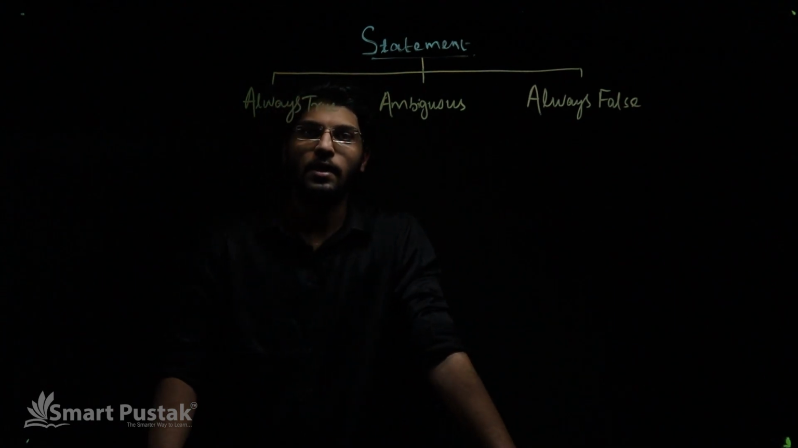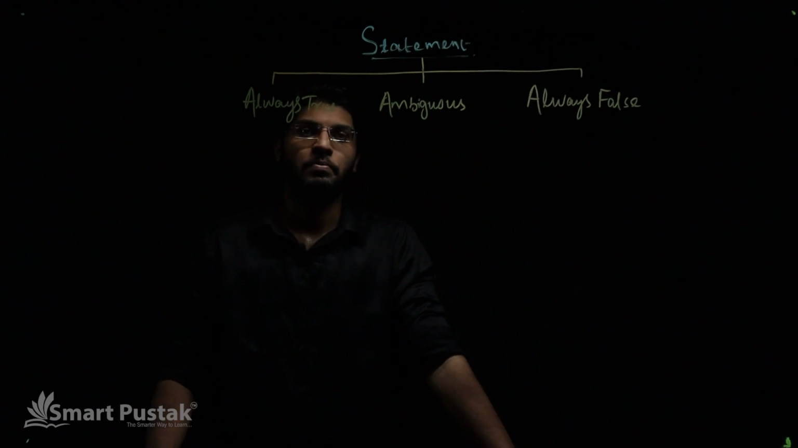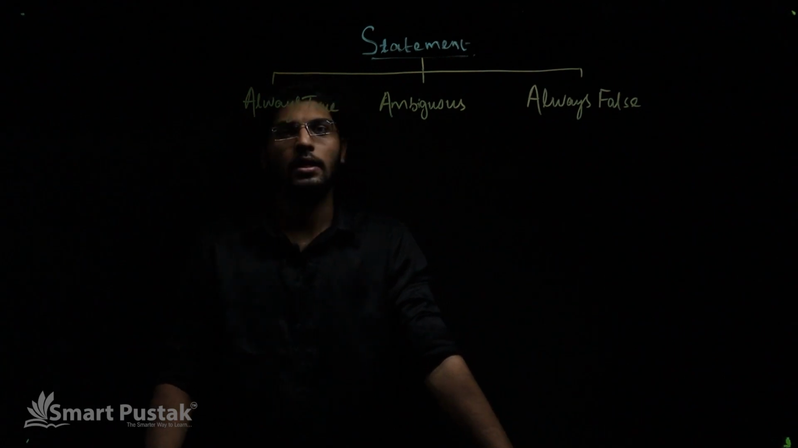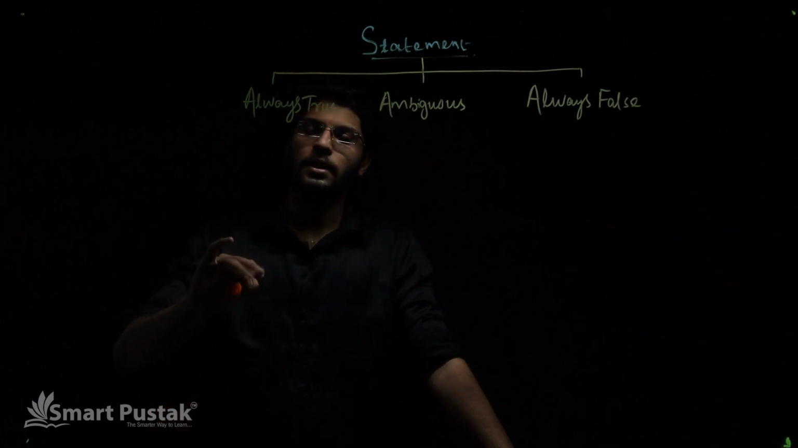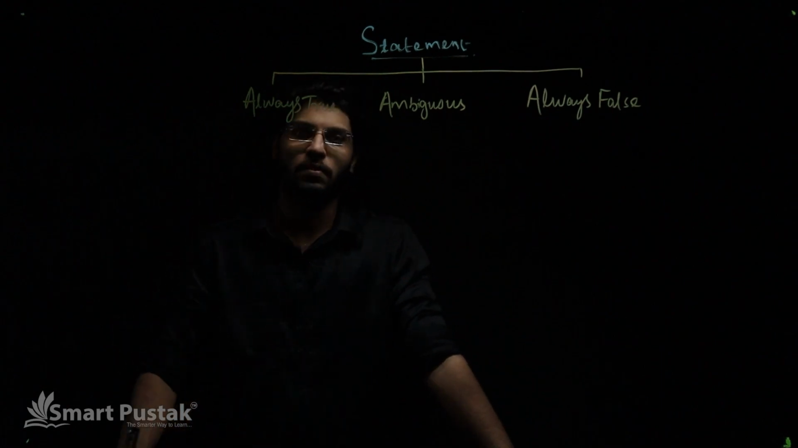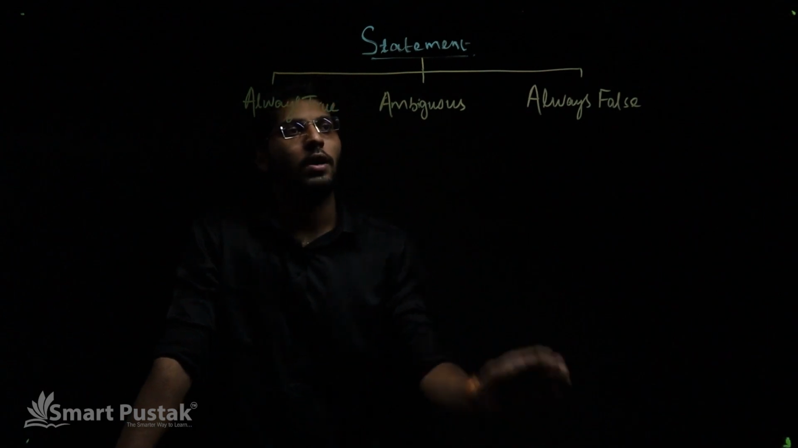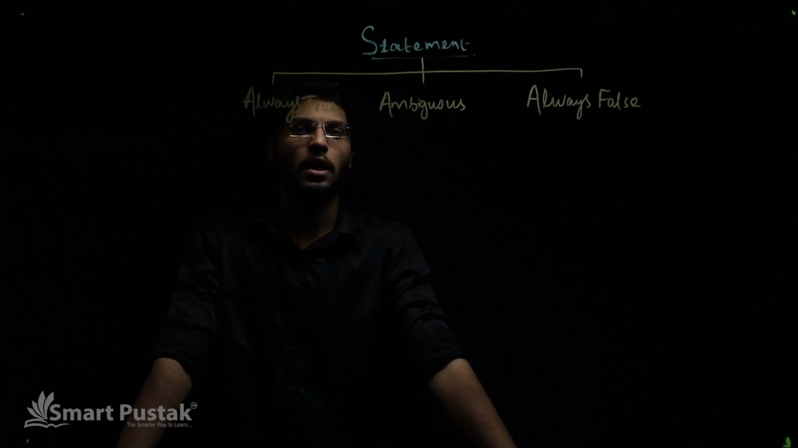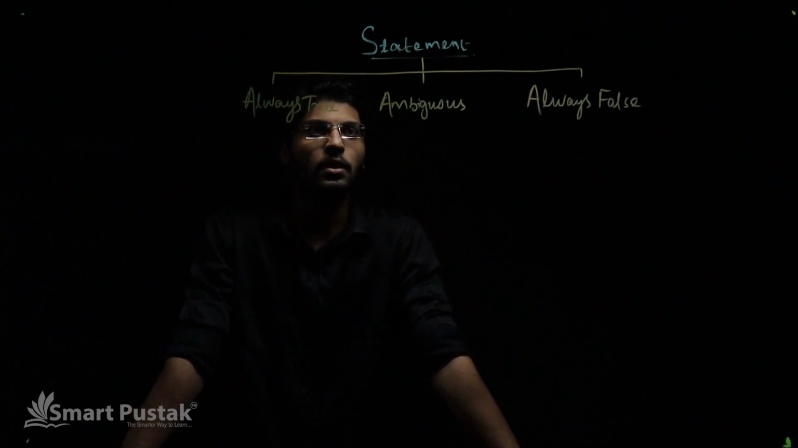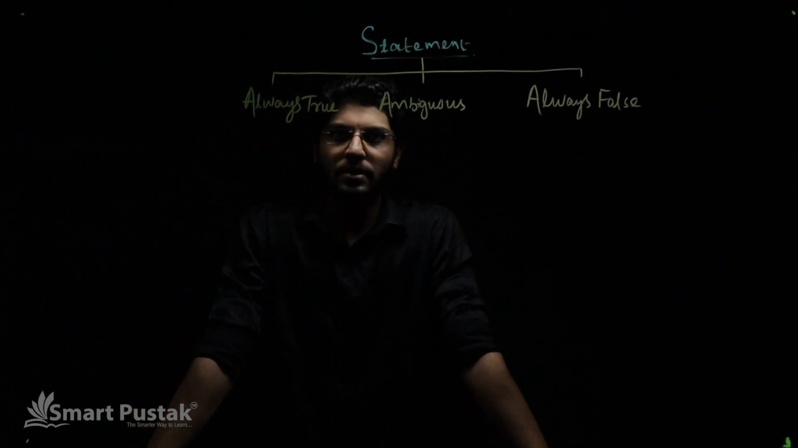The speed of light is accurately 3 into 10 to the power 5 meter per second. No, it is also false because the speed of light is approximately 3 into 10 to the power 5, not accurately. So these are some of the sentences about always true and always false. Now the question is, what is an ambiguous statement? Why does it lie between always true and always false sentences? Yes, for that also there is an explanation.